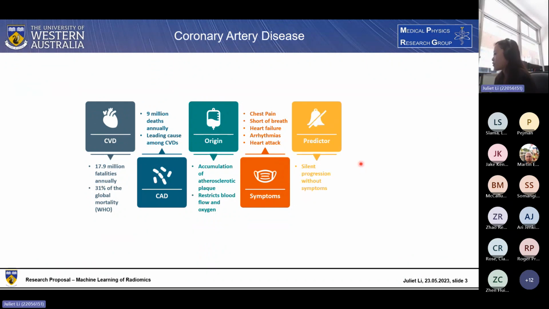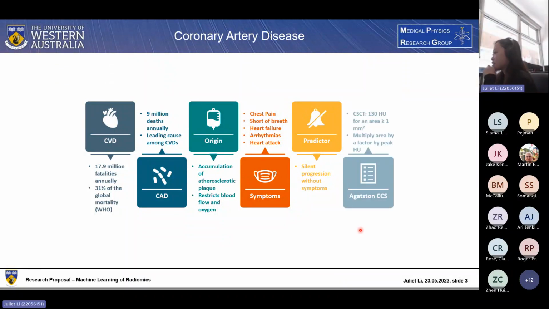The advancement of coronary artery disease frequently occurs without any apparent symptoms until the disease has substantially progressed. And such silent progression presents a significant challenge for early detection and risk stratification for coronary artery disease patients.